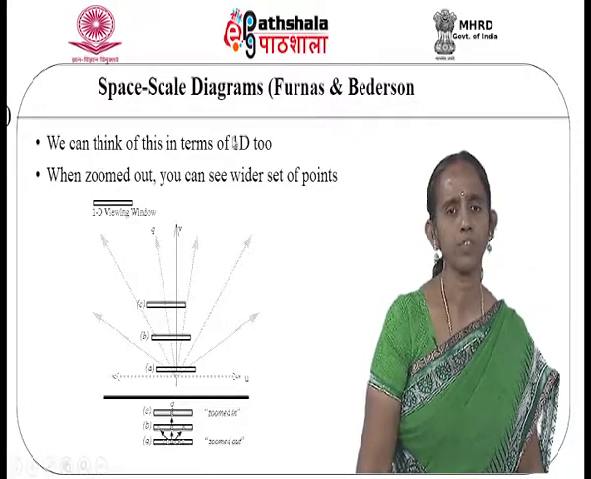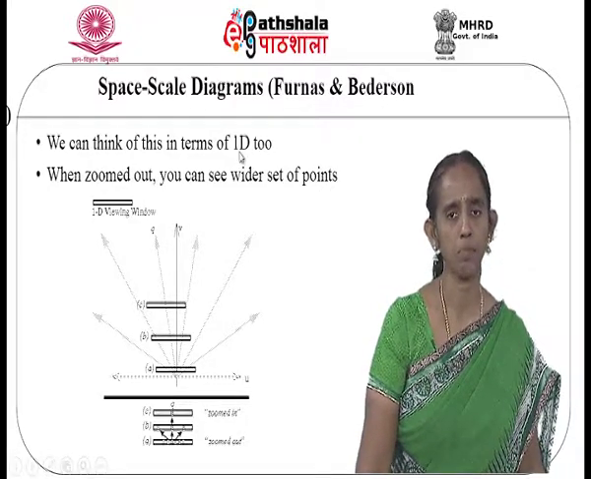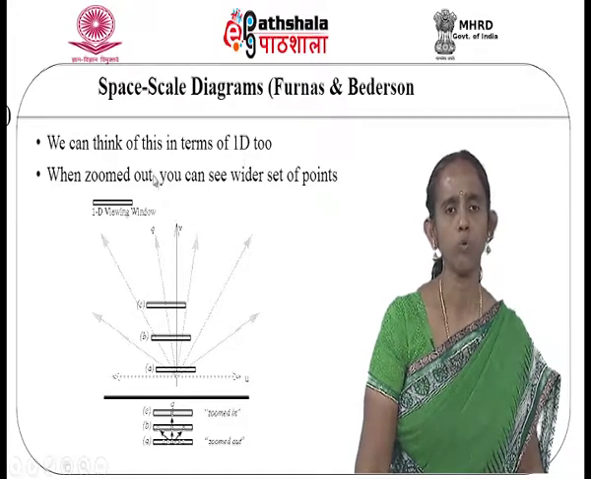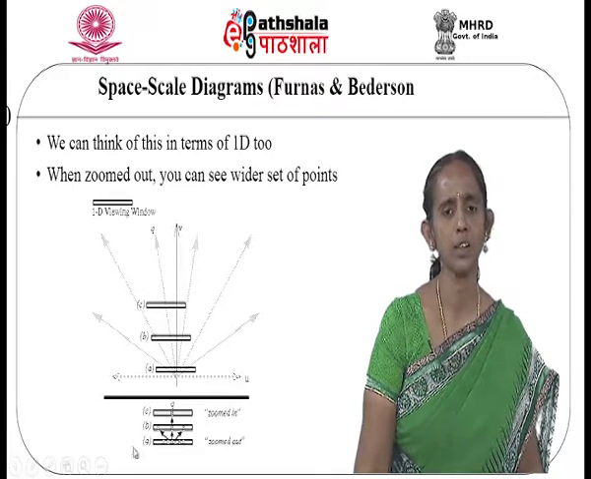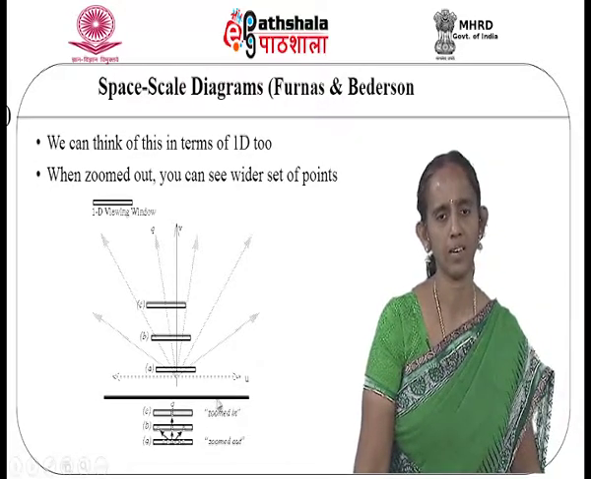We can think of this in terms of one-dimensional space scale diagrams also. When zoomed out, you can see a wider set of points. This is an example of a one-dimensional space scale diagram.